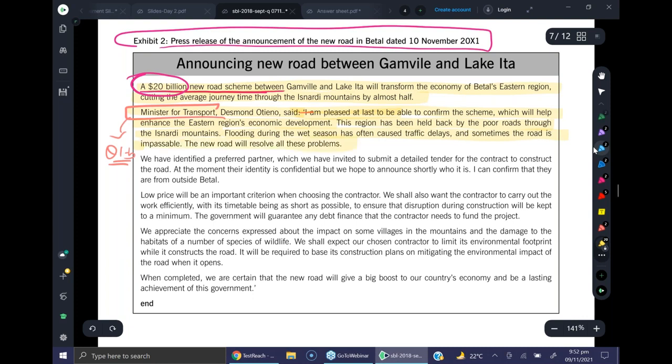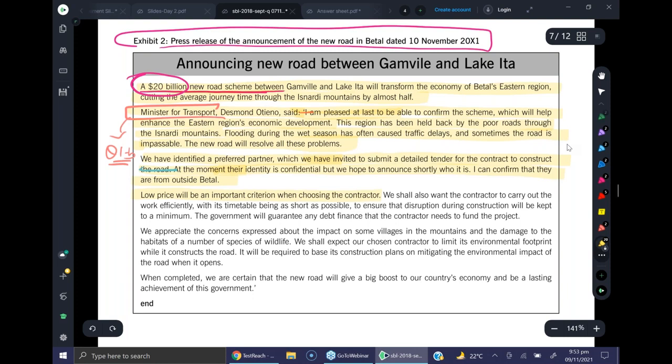We have identified a preferred partner which we have invited to submit a detailed tender for the contract to construct the road. At the moment, their identity is confidential, but we hope to announce shortly who it is. I can confirm that they are from outside Beetle. Low price will be an important criteria when choosing the contractor.